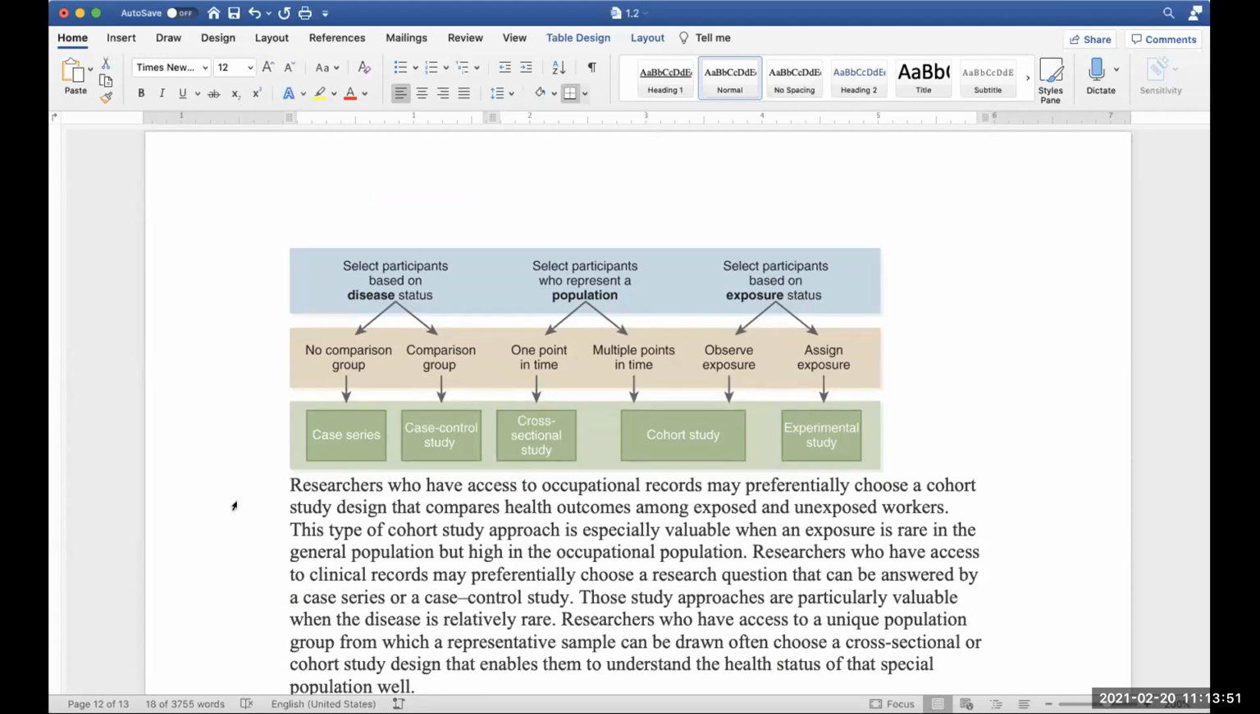Okay, so. If you select participants based on the disease status, if you have no comparison group, that's a case series. If you have a comparison group, that's a case control study. If you select participants who represent a population, if you're doing it at one point in time, it's a cross-sectional study. Multiple points in time, it's a cohort study. If you select participants based on the exposure status, if you observe the exposure, it's a cohort study. If you assign the exposure, it is an experimental study.